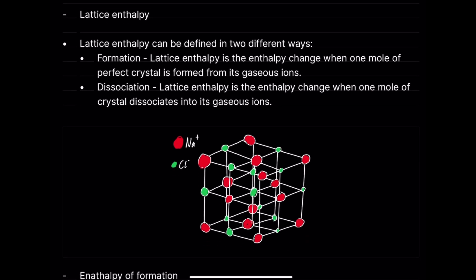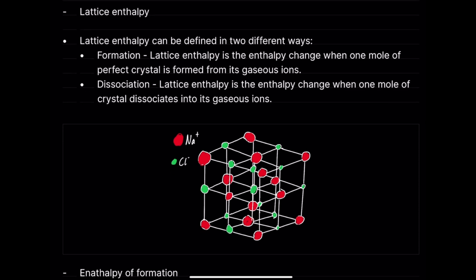Now here is an example of sodium chloride, or as you may know it, table salt. This is a perfect crystal of it, where I have the strong ionic bonds seen here, strong ionic bonds between the oppositely charged ions, Na plus and Cl minus. Na plus being a much smaller cation, and Cl minus being a much larger anion.